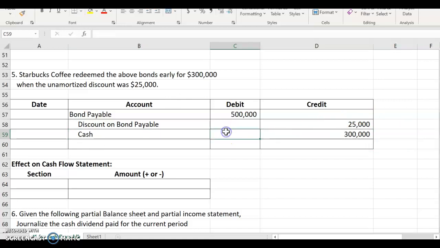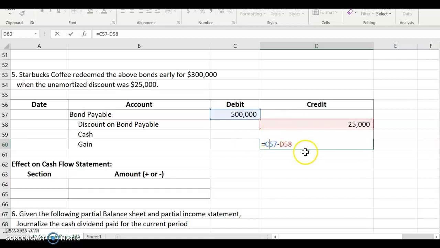Okay, so we're not in balance at this point, and the reason is because we either have a gain or a loss. So you may want to skip a line in between your credits and debits in case you have a loss. But in this situation, it looks like we have a credit balance left because the credits are larger right now. So we're going to have a gain, and to get the gain, we're going to take the debit balance and subtract out the credit balances.